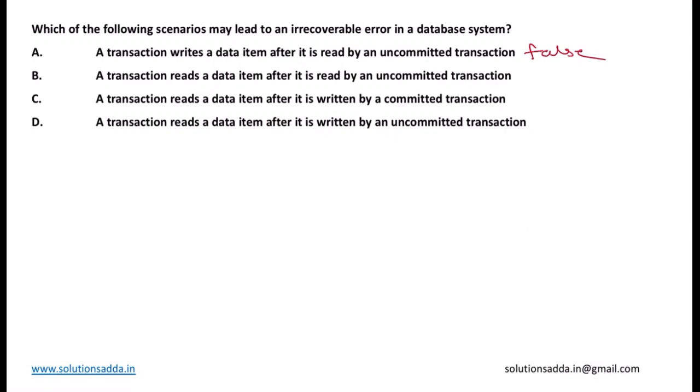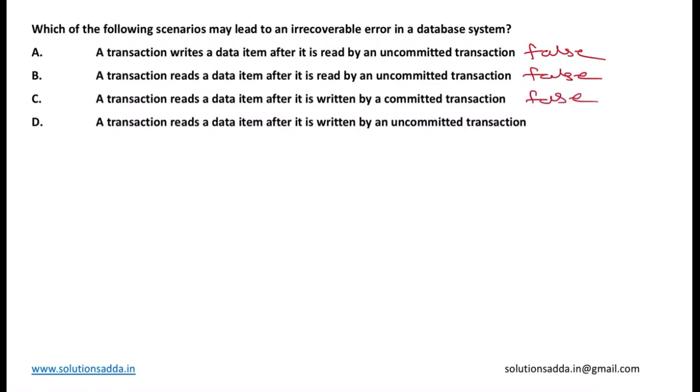Option B, a transaction reads a data item after it is read by an uncommitted transaction. Since both are read operations, hence no chance of irrecoverable error. Hence option B is also false. A transaction reads a data item after it is written by a committed transaction. Since the transaction is reading the data after it is being written by a committed transaction, it won't lead to irrecoverable error. Hence this option is also false.